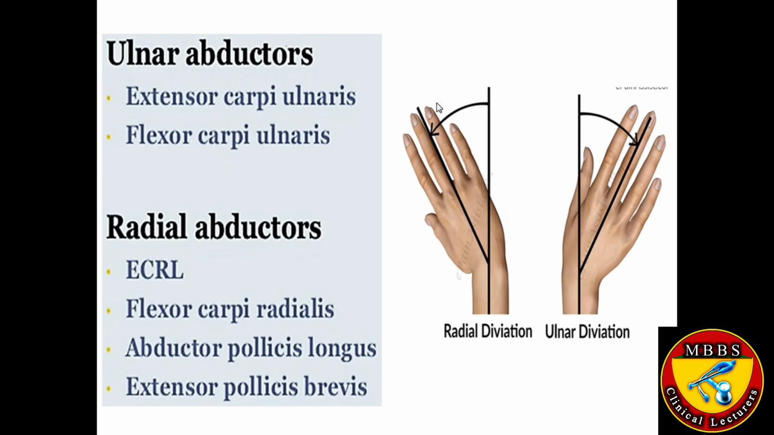Ulnar abduction and radial abduction are the ulnar and radial deviations towards the lateral side. Extensor carpi ulnaris and flexor carpi ulnaris, they are responsible for the ulnar abduction, the ulnar deviations over there. For radial abduction, extensor carpi radialis longus, flexor carpi radialis, abductor pollicis longus, and extensor pollicis brevis, they are responsible for the radial deviations, or you can say that is the radial abduction.